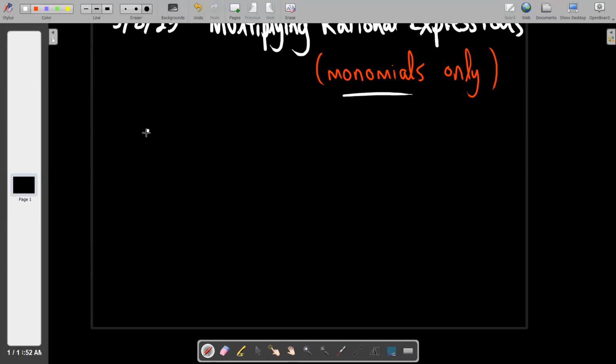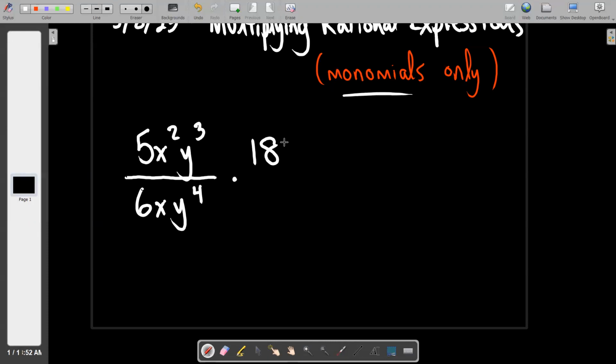So like this is a monomial. It's just got one term. I realize it's got parts to it. It's got a 5 and some x's and some y's. But because they're all attached by multiplication, that is just one term. So that is a monomial. Let's put it over another monomial, and then let's multiply it by another monomial, and then let's put that one over another monomial.